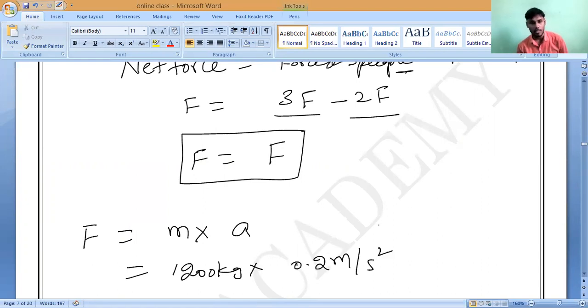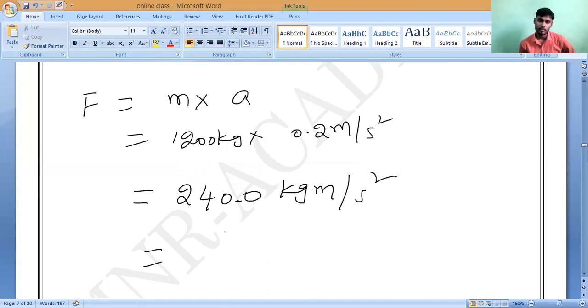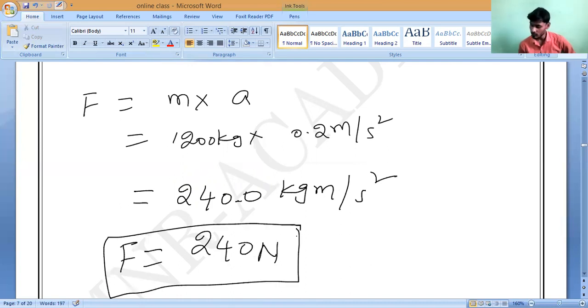So please tell me how much it is. 1200 times 0.2 is 240, kilogram meter per second squared. 240 what? Newtons. Do you understand, all of you? Yes, sir.